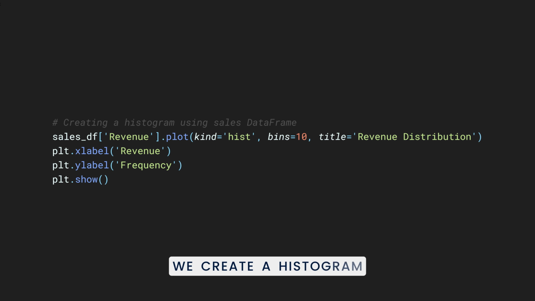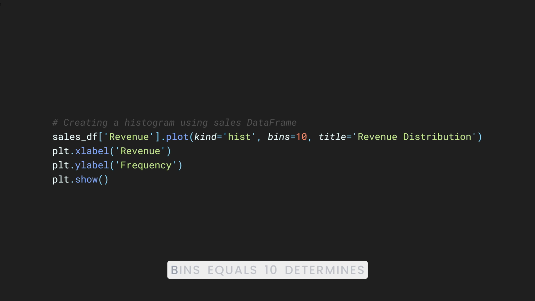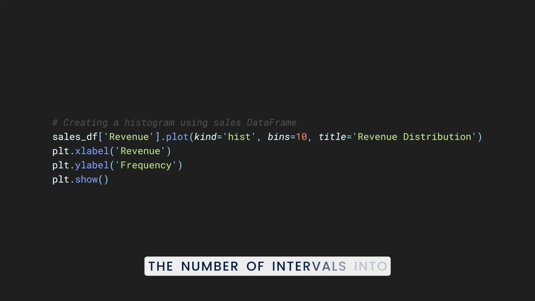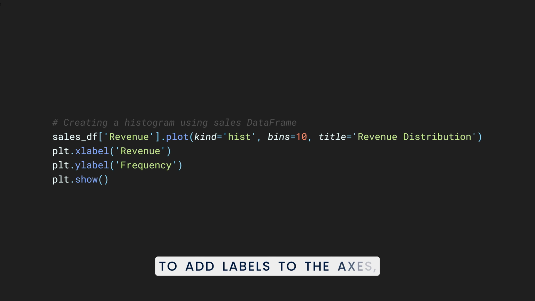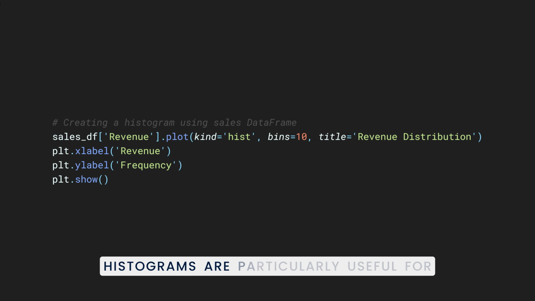Here, we create a histogram of the age column to visualize its distribution. The kind equals hist parameter specifies that we want a histogram, and bins equals 10 determines the number of intervals into which the data is divided. We also add a title using the title parameter. After creating the plot, we use Matplotlib's plt.xlabel and plt.ylabel functions to add labels to the axes, making the visualization more informative. Finally, plt.show displays the plot. Histograms are particularly useful for understanding the distribution of numerical data and identifying patterns such as central tendency and spread.